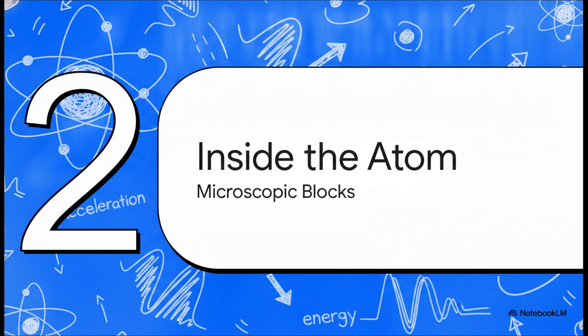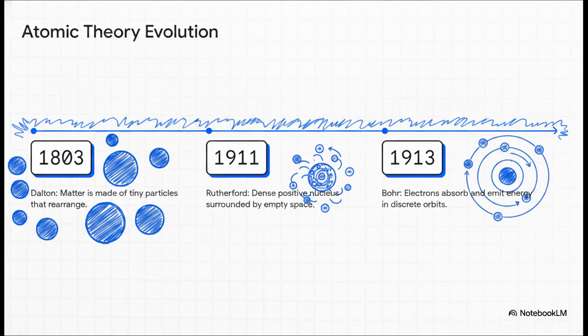Section 2. Inside the atom, scaling down to the microscopic building blocks. Our understanding of the atom evolved incredibly fast. In 1803, John Dalton proposed that all matter is made of tiny, indivisible particles that just rearrange themselves during chemical reactions. Fast forward to 1911, and Ernest Rutherford realized the atom wasn't some solid block.